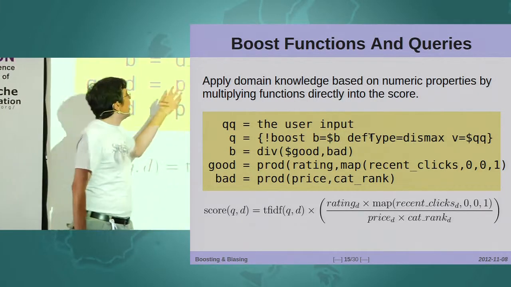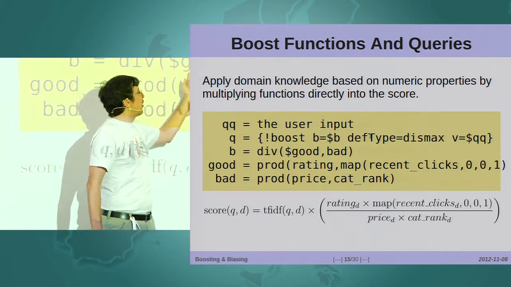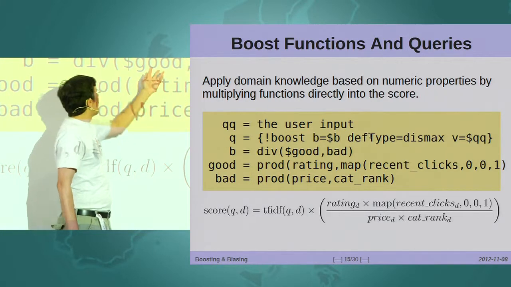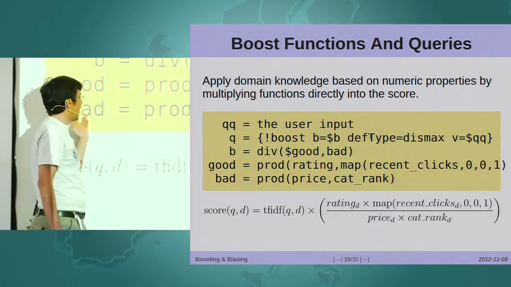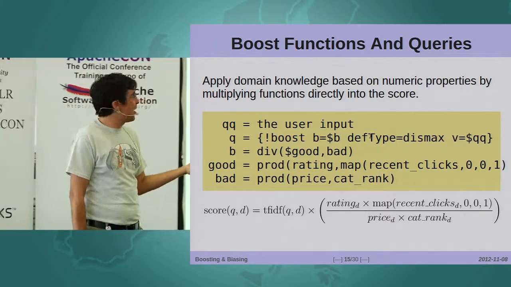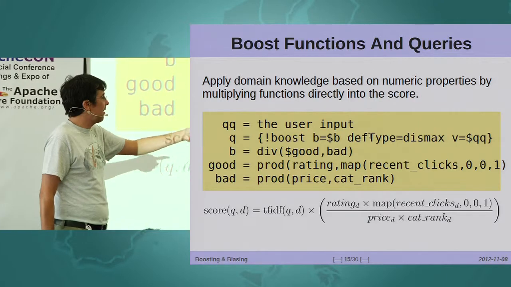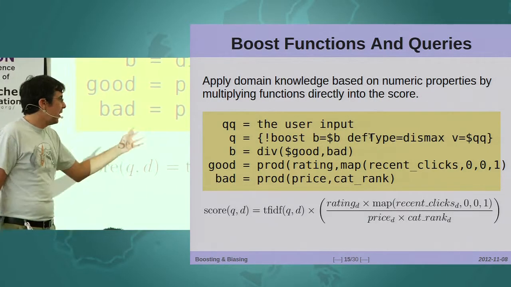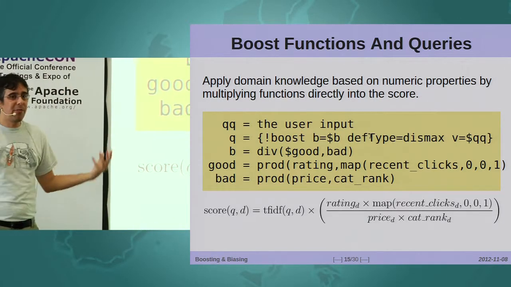I'm dividing two things. So here I am saying I want to divide the good by the bad. The good comes from this parameter. The bad comes from this parameter. This is a simple example of saying I know some stuff about my domain. I know about user ratings. I know about how many clicks it gets. I know its price. I know its category ranking. I want to factor those in.